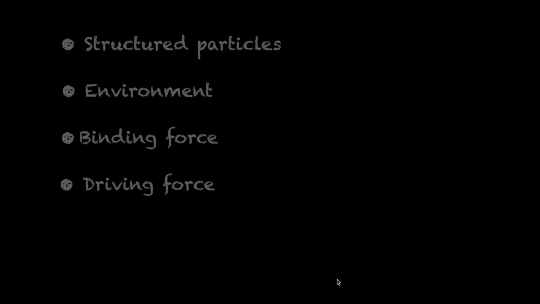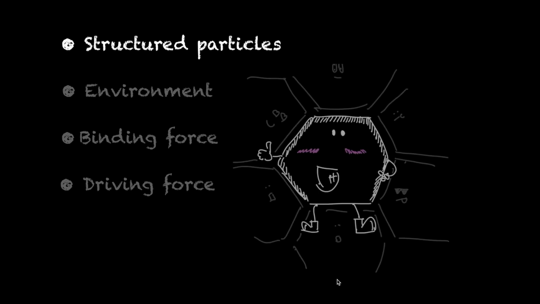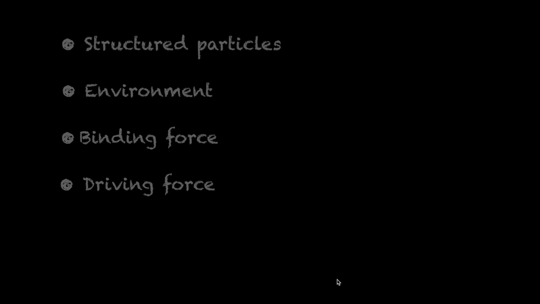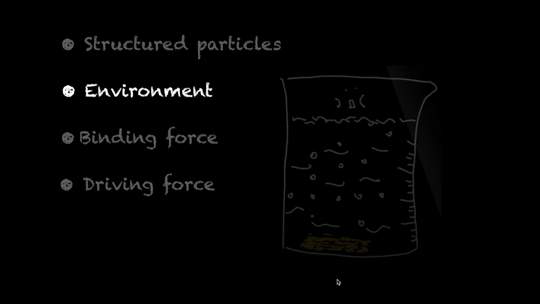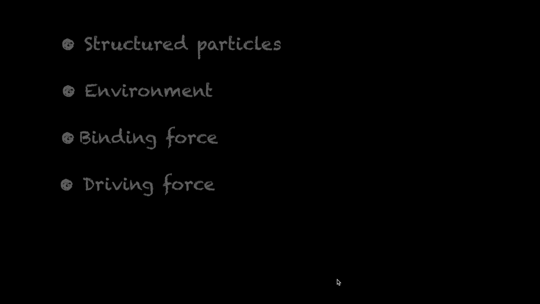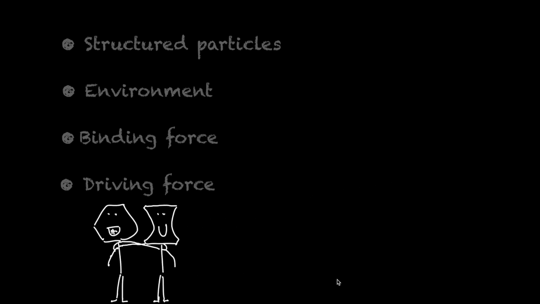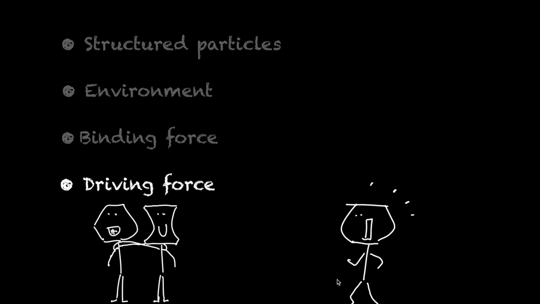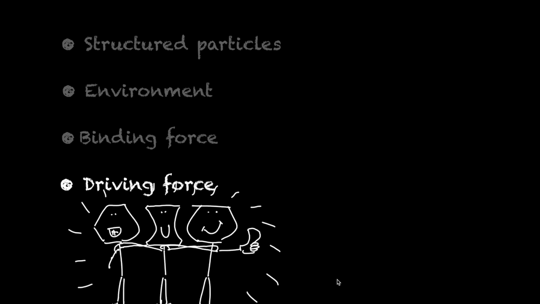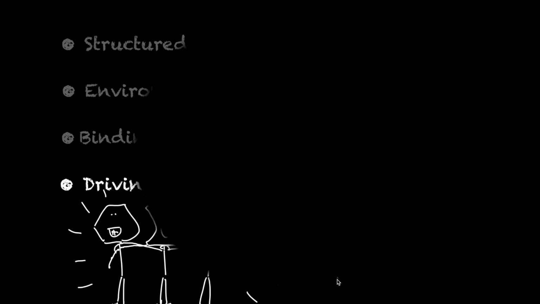So there are four key components which allow self-assembly to occur: structured particles, which often dictate the final structure of the system, the environment in which the self-assembly occurs, the binding force which holds the particles together in their ordered structure, and the final component, the driving force, which brings the particles close to each other. Now, let's move into some real examples and see what they can teach us from an engineering perspective.